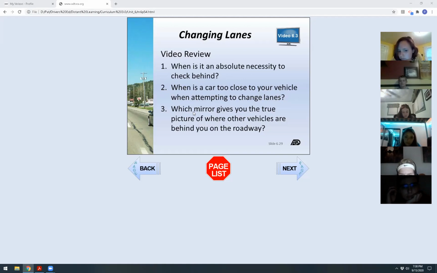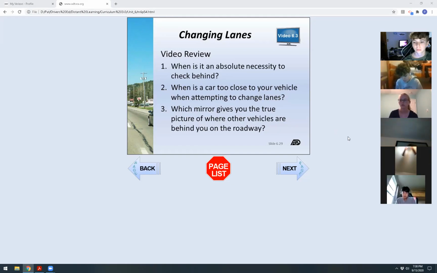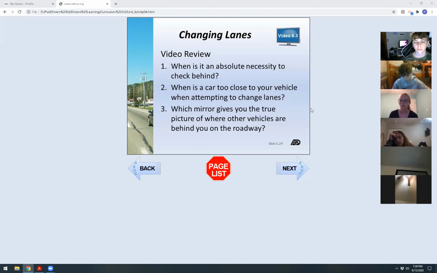Which mirror gives you the true picture of where other vehicles are behind you? Between the inside or the outside mirror, which one gives you an actual true representation? For this question, we're going to go with Jacob. Wait, which question was that again? The third one. Of the two types of mirrors, the outside or the inside mirror, which one gives you an accurate representation of what's behind you and how far it is behind you? The inside rear view mirror. That is correct.